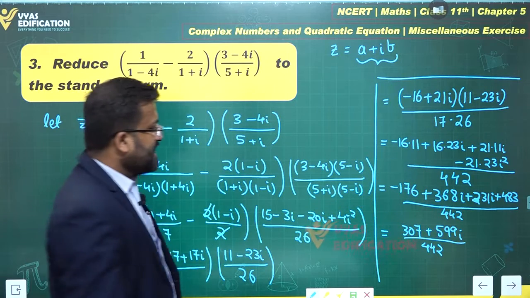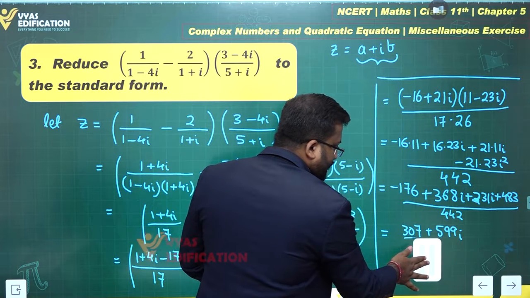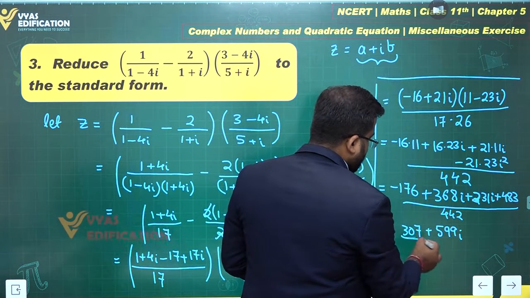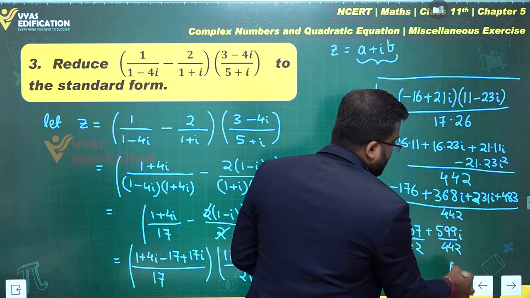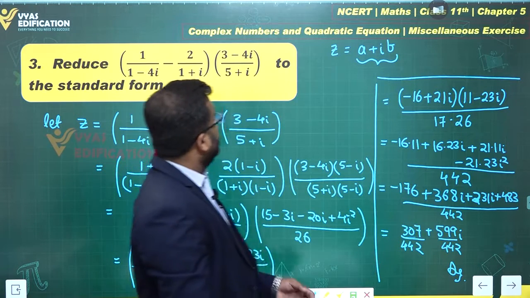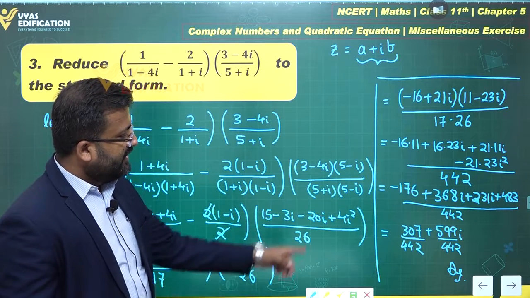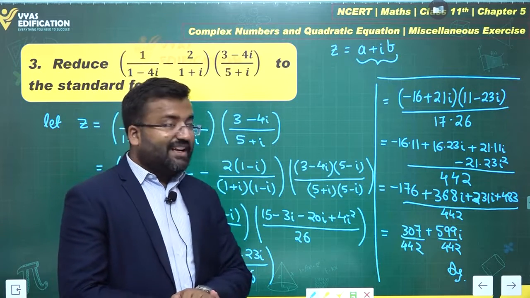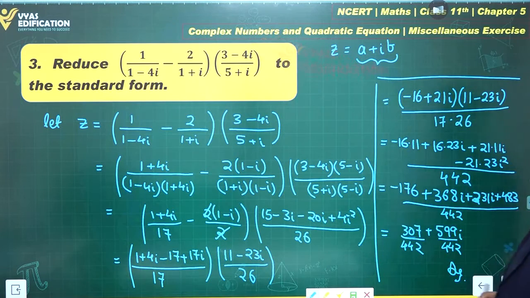Is it in the form a plus ib? We can write it in the form a plus ib by taking this 442 with each term, right? This 442 goes here and this 442 goes here. This is the final answer. This in the standard form is what we have done: 307 plus 599i upon 442. That's the complete solution of this question.